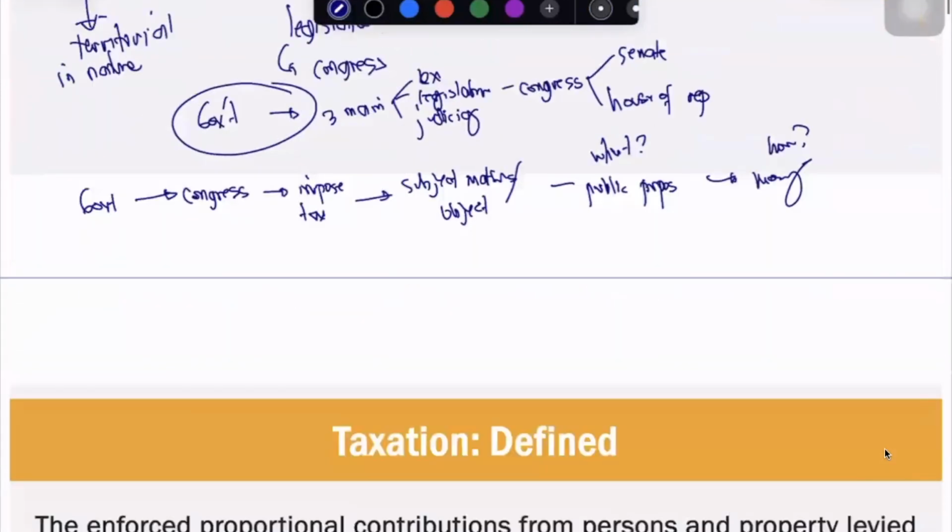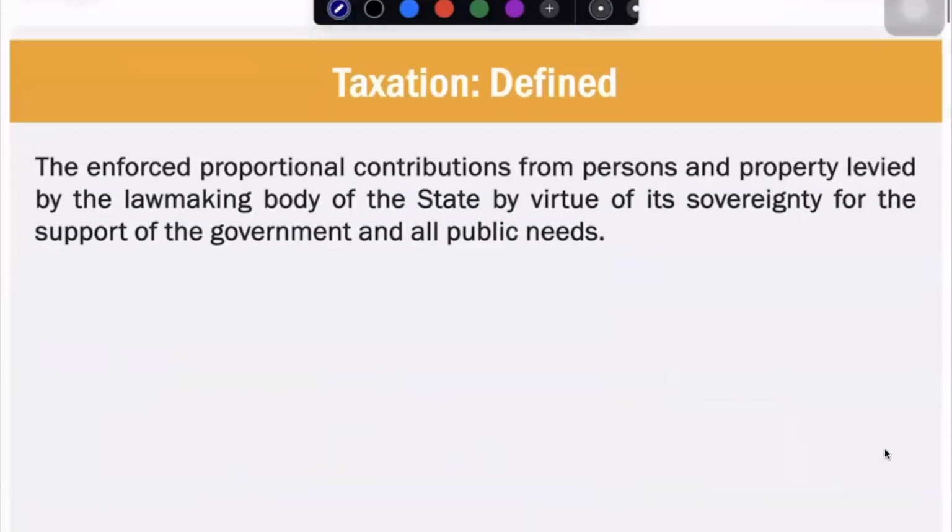Let's proceed to another definition of taxation. So taxation is an enforced proportional contribution from persons and property levied by the lawmaking body of the state by virtue of its sovereignty for the support of the government and all public needs. Actually, this particular definition is demonstrative of the purpose of taxation. And what is the purpose of taxation? Particularly to support the government.